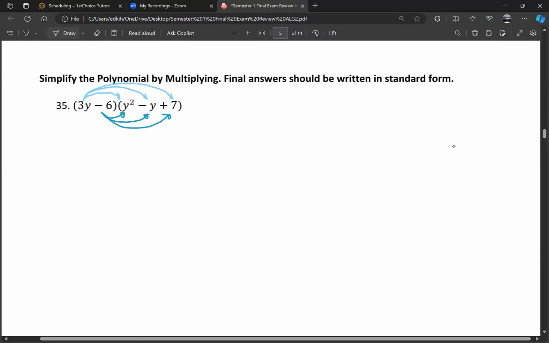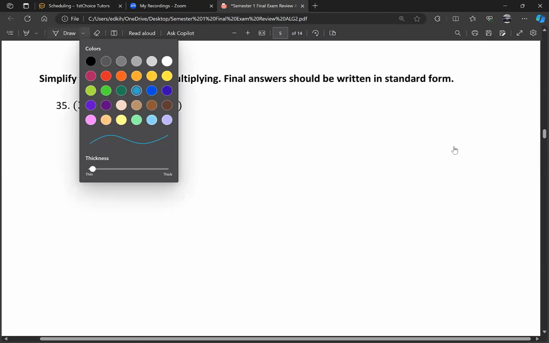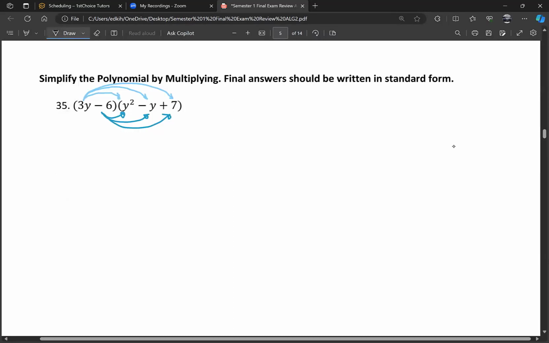All right. So let's finish this. I'm going to use this color. 3y times y squared is 3y to the third. 3y times negative y is negative 3y to the second. 3y times 7 is 21y. And then negative 6 times y squared is negative 6y to the second. Negative 6 times negative y is positive 6y. Negative 6 times 7 is negative 42.